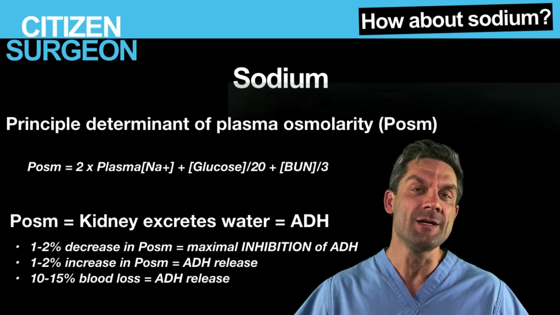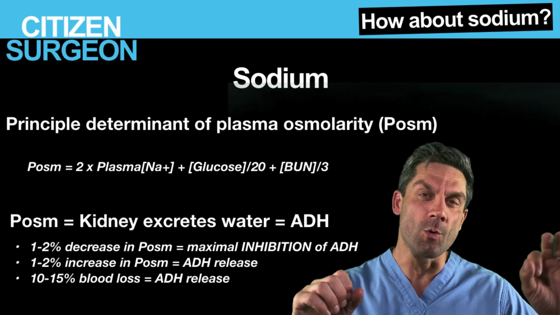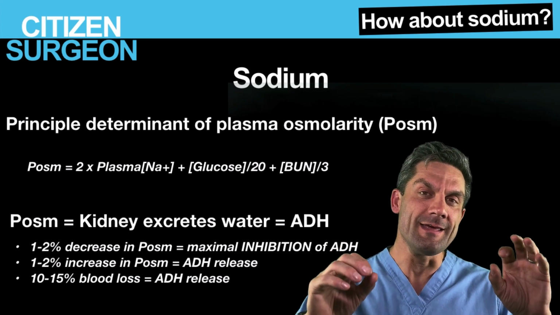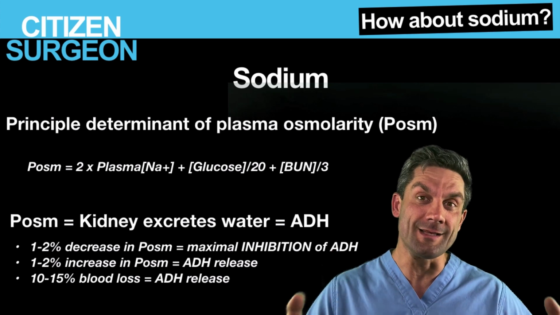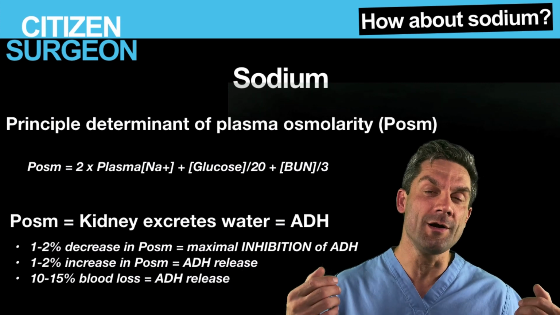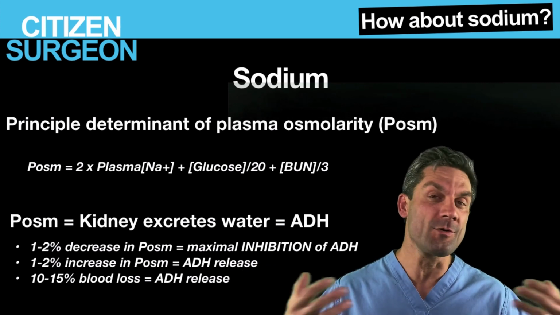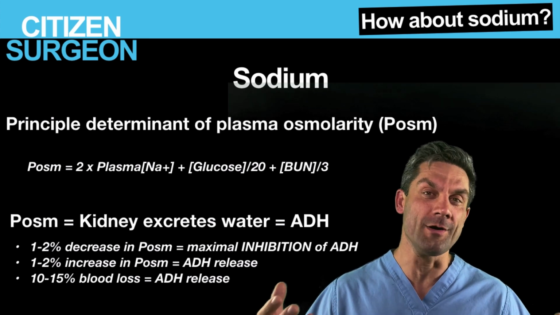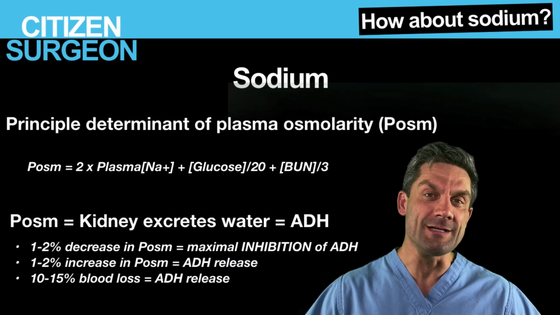Remember, ADH leads to those aquaporins that are going to go into the proximal convoluted tubule and the collecting duct of the kidney. And that's going to allow the body to reabsorb water. Well, if we're getting a decrease in our plasma osmolarity, we don't want to absorb any more water. We want to stop that. So that's going to be a potent inhibitor of ADH.